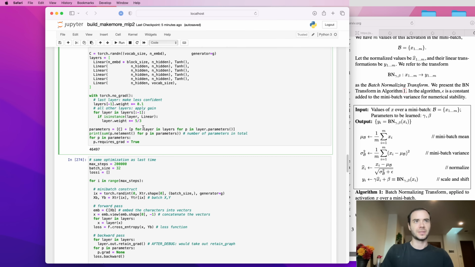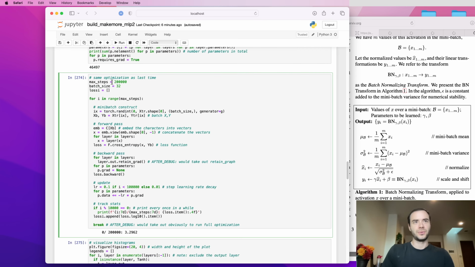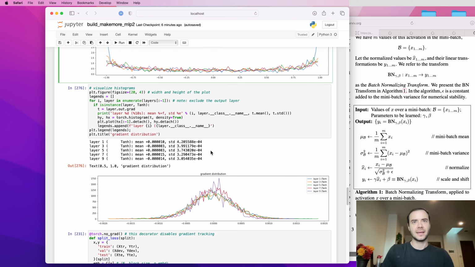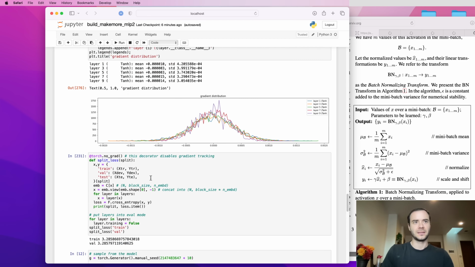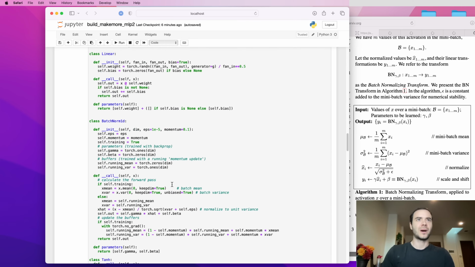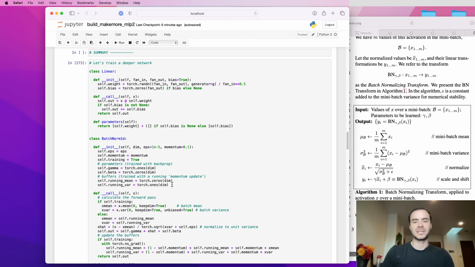So we'll create our neural net. Then we will do the optimization loop as we did before. And then one more thing that I want to do here is look at the activation statistics, both in the forward pass and in the backward pass. And then here we have the evaluation and sampling just like before. So let me rewind all the way up here and go a little bit slower.